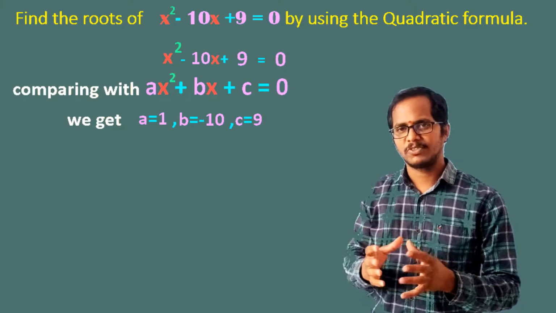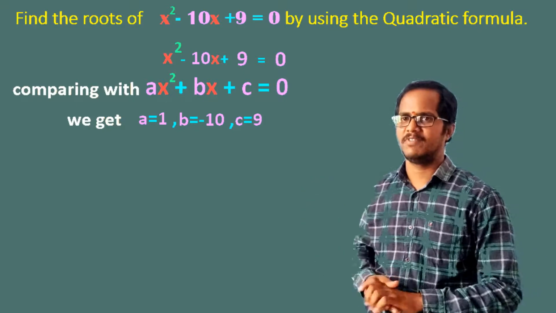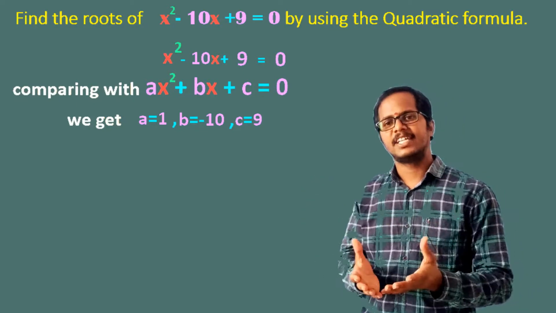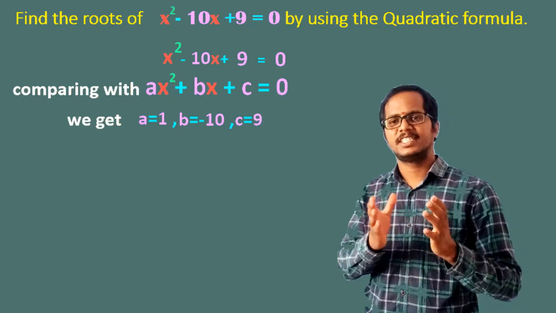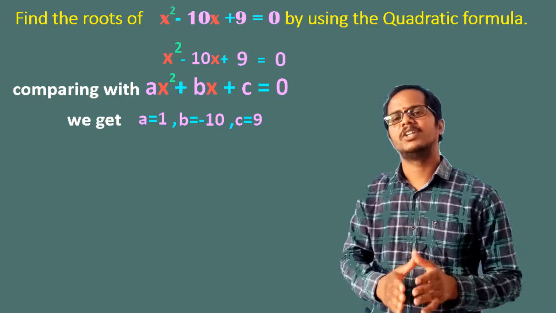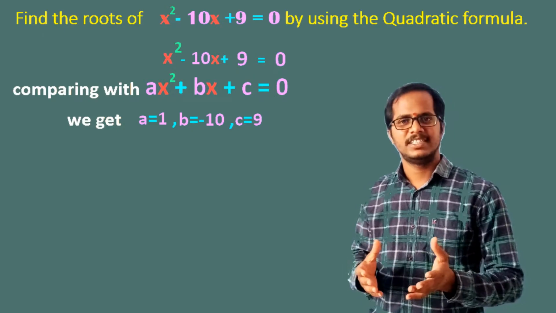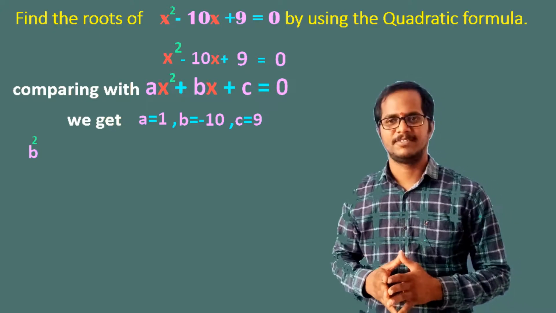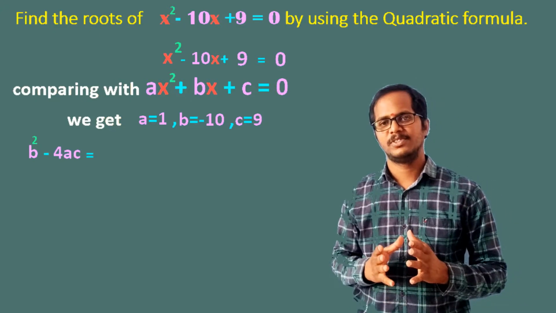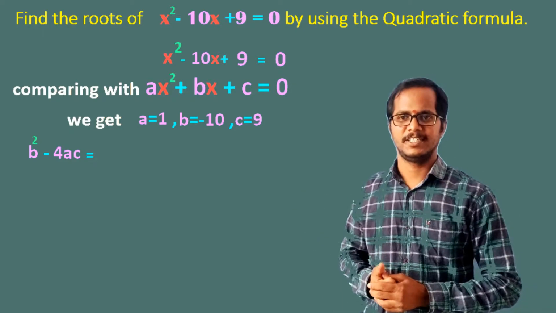Now before using the quadratic formula, first we have to see whether the b square minus 4ac value is greater than or equal to 0 or less than 0. If it is greater than or equal to 0, then only we get real solutions. Otherwise, the given quadratic equation does not have real solutions. So let us first find out the value of b square minus 4ac.